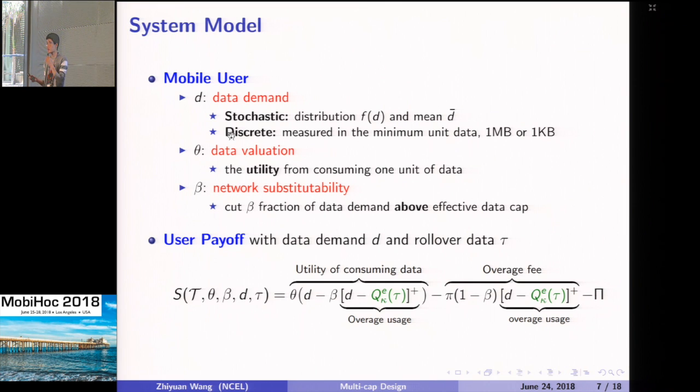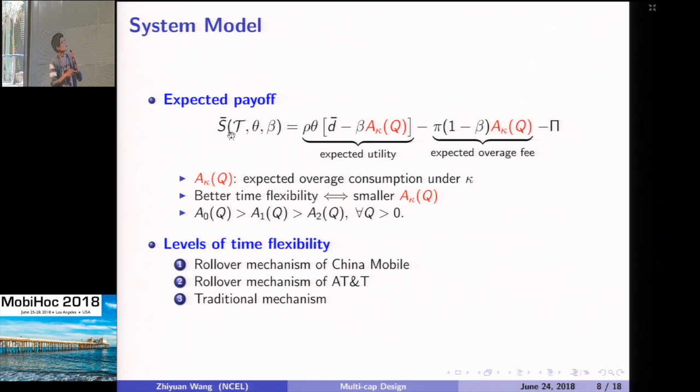Intuitively, if a data mechanism offers you better time flexibility, then it will incur less overage data consumption, hence a smaller value for A kappa Q. Our analysis shows that the following inequalities always hold, which implies that among the three data mechanisms, the rollover data mechanism offered by China Mobile is the most time flexible, and of course the traditional one is the worst case.